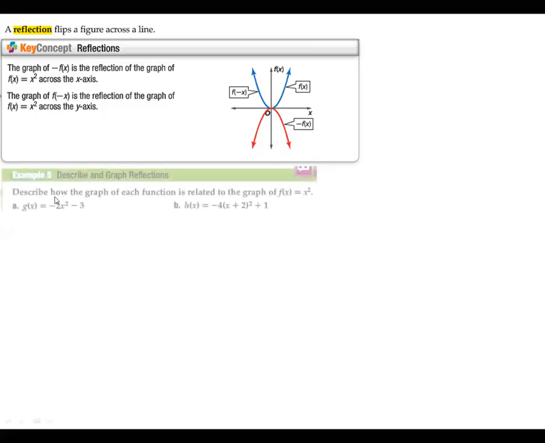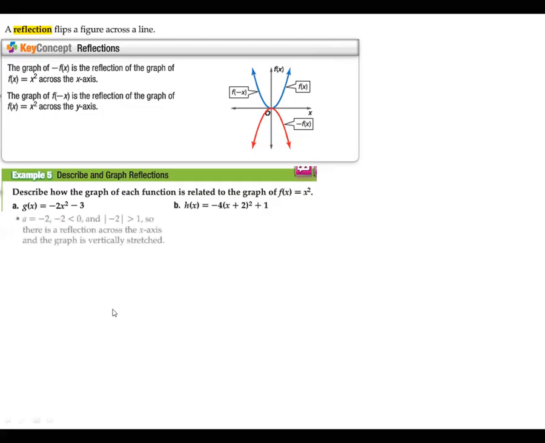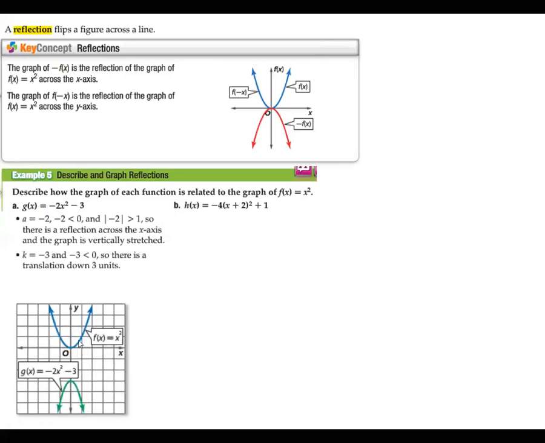So watch these ones. If I have negative 2x squared minus 3, I actually have 3 things going on there. If you plug in a number for x, you'd square it. Then you'd multiply it by 2, which would stretch it vertically. Then you'd have the negative of that, which would flip it over the x-axis. Then you'd subtract 3, which would shift it down 3 units. Okay? So see how it's flipped over, shifted down 3 units, and stretched vertically.